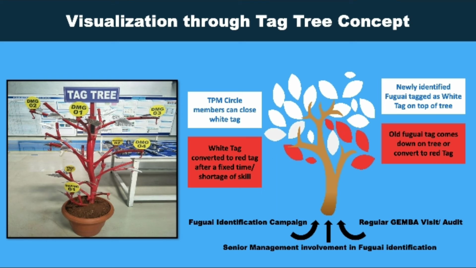Normally a white tag converts to red tag if that white tag is unattended or not closed within a stipulated time. Generally, a tag tree of a particular circle is placed at the office of senior management team to get an idea about equipment or shop floor abnormality condition level. Tag tree can also be placed at equipment control room or near TPM activity board.